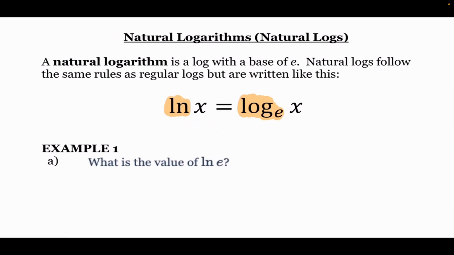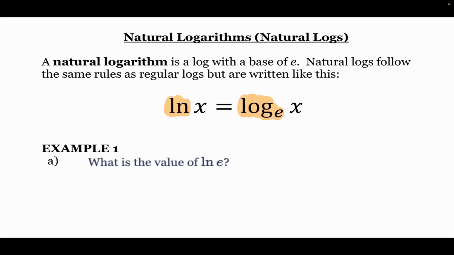We talked about e a little bit last chapter. E is a number. It's around 2.7. So anytime you have a natural log, that just means a log with a base of e. That's all it means. It's kind of like when the log doesn't have a base, it's 10. Remember common log? We talked about that last time. This just has a base of e.